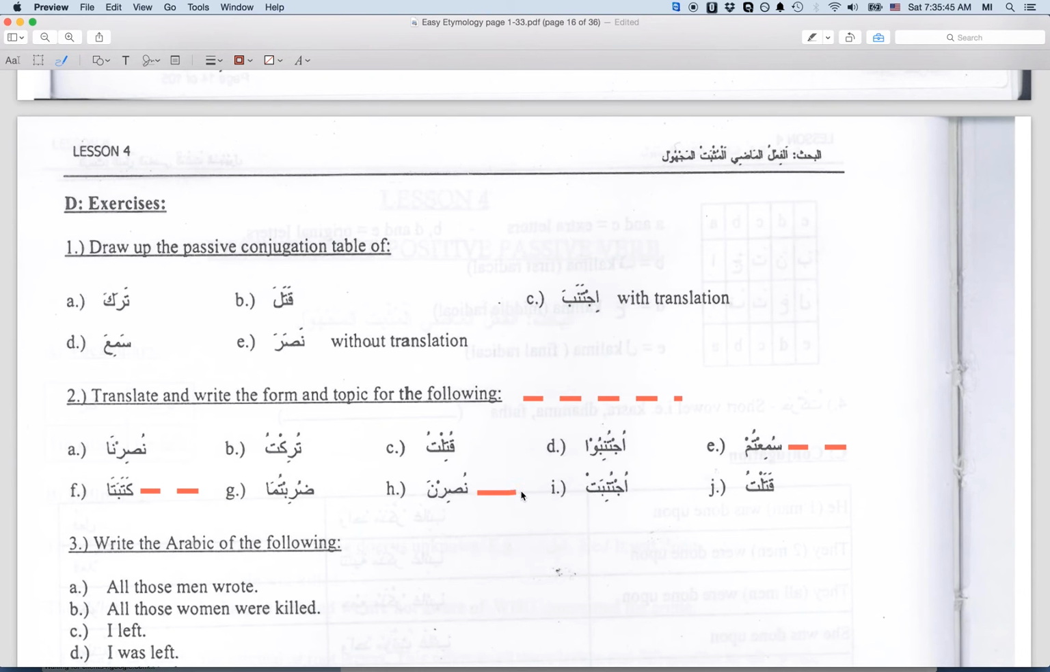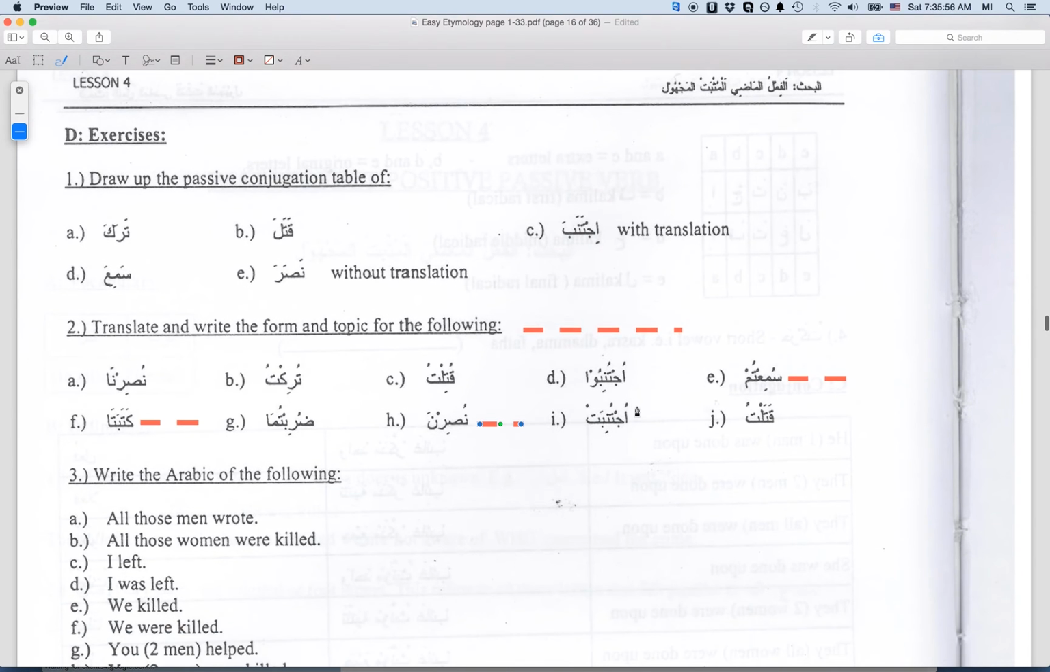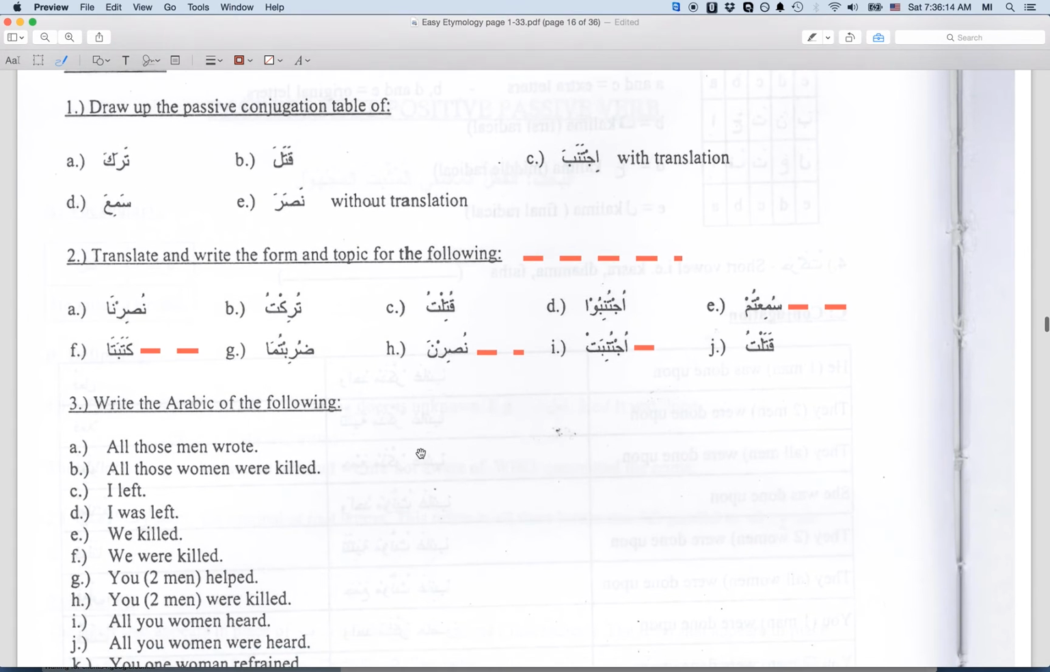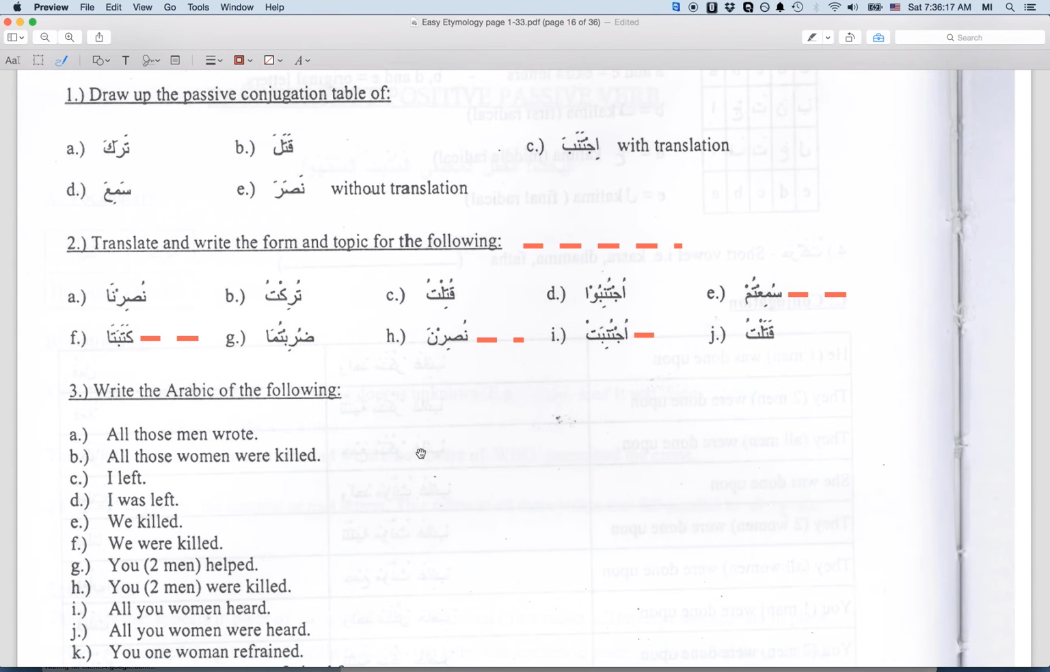نصرنا, they all women were helped. So نصر, نصروا, نصرت, نصرتا, نصرنا, right there. نصرنا, they all women were helped. واجتنبت, she, one woman, was refrained from. قتلت, this is معروف. قتلت, I killed. قتلت, I was killed.